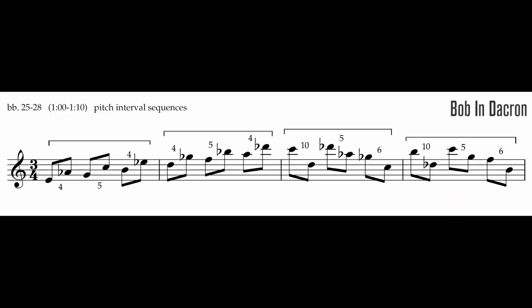Continuing with our analysis of repetitive sequences, in bars 25 to 26 of this Bob Inter Krone extract, alternating pitch intervals 4 and 5 can be seen to ascend until bar 27, where a sequence of pitch intervals 10, 5, 6 is duplicated in bar 28. This is another example of the integration of both alternation and group repetitions.